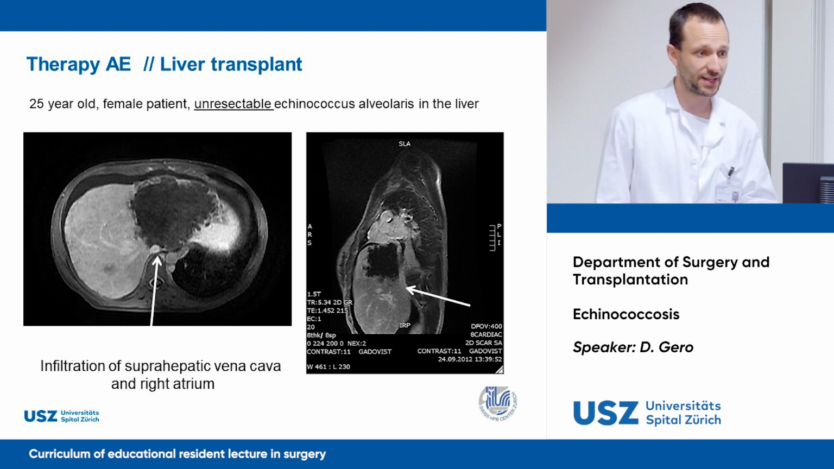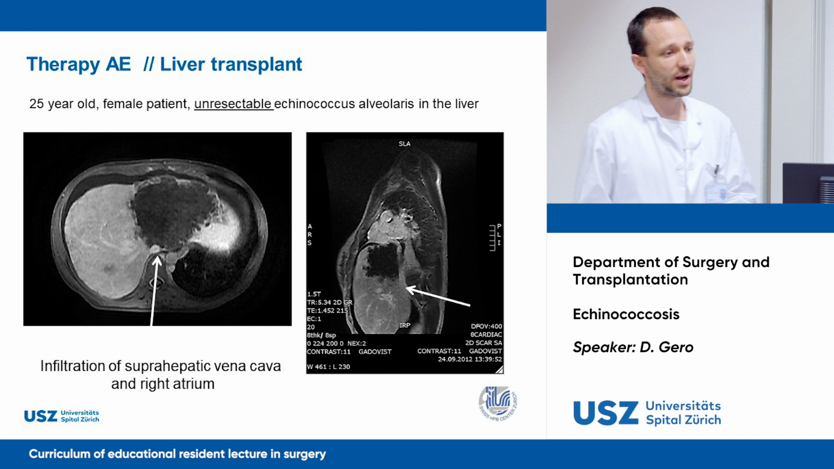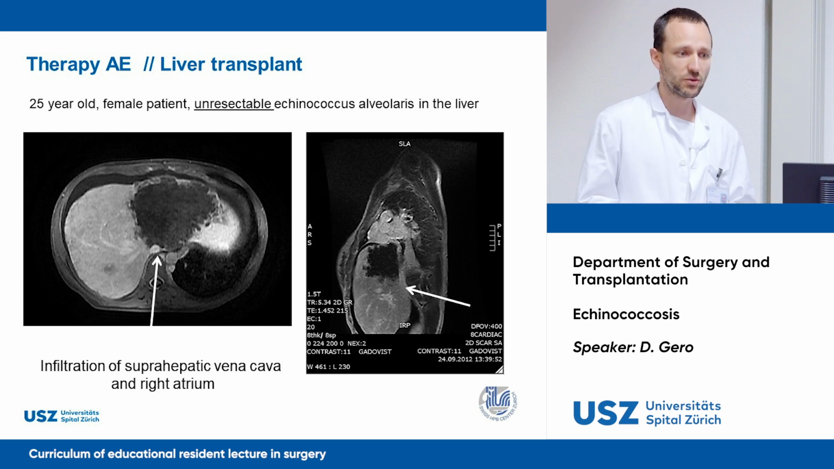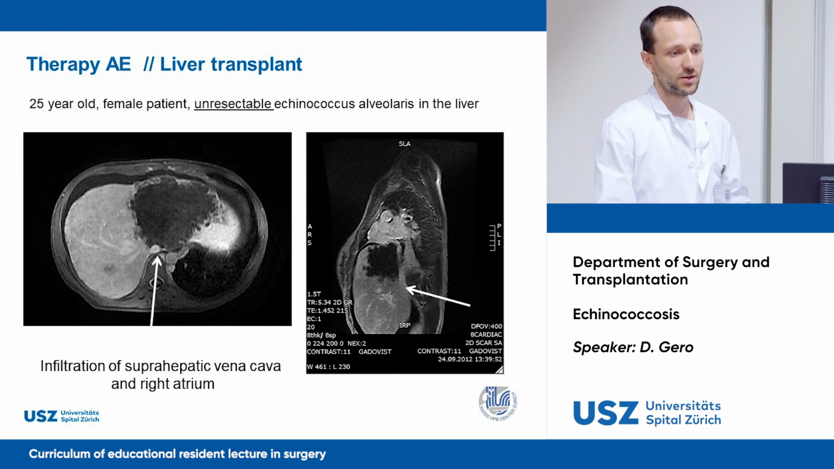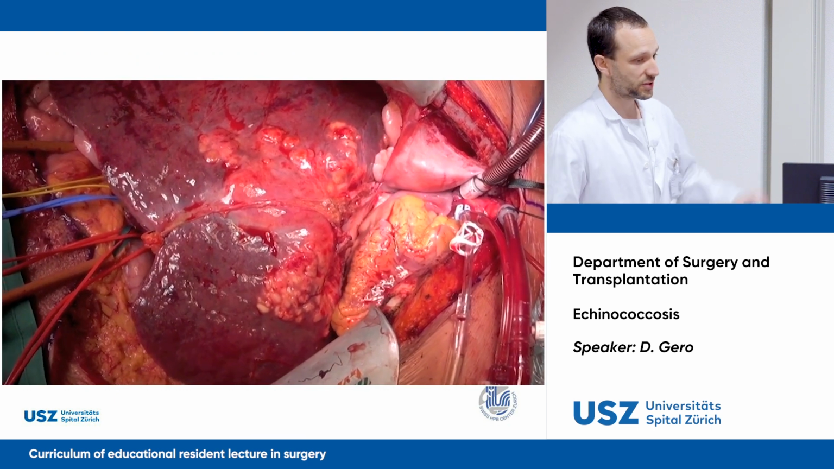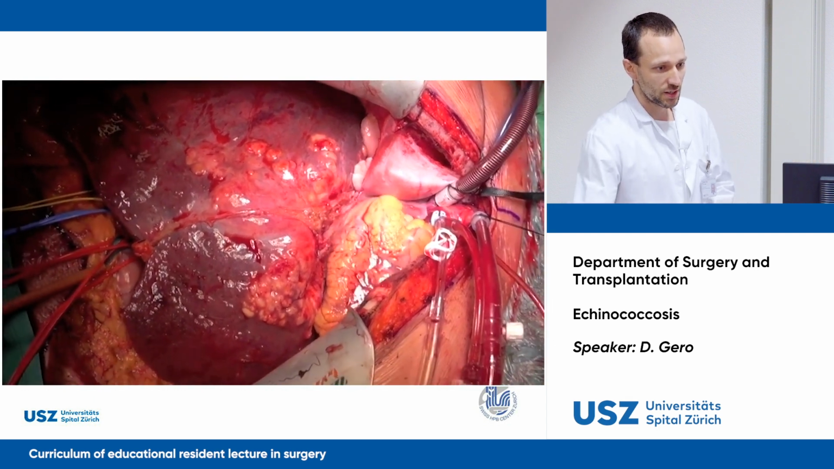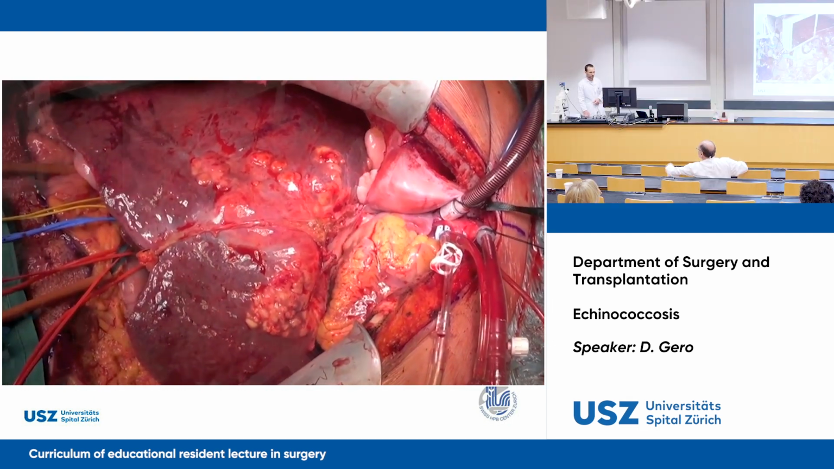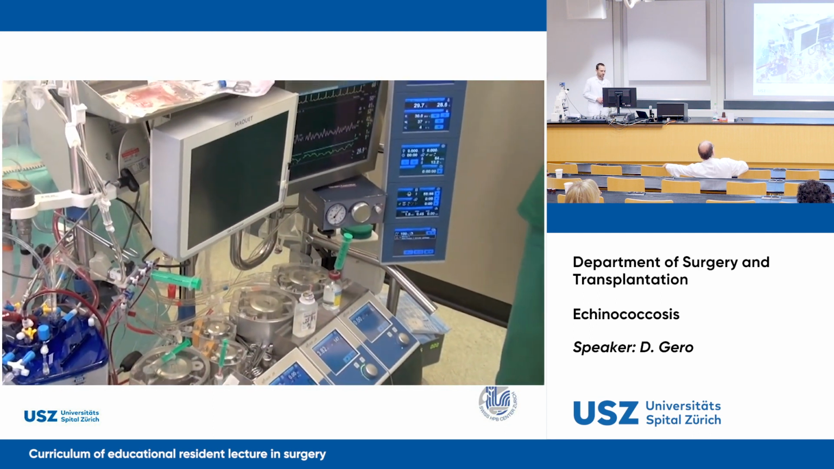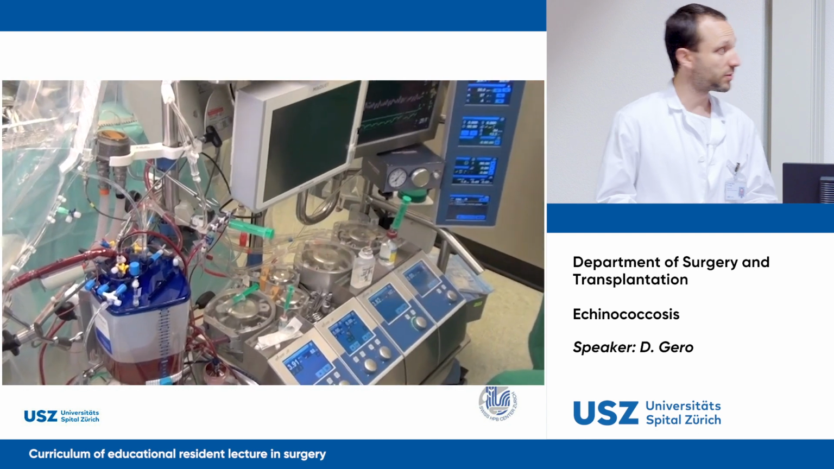I would like to present a case performed in our institution a couple of years ago, where a 25-year-old female patient presented with an unresectable Echinococcus alveolaris lesion of the liver, which invaded the suprahepatic vena cava and the right atrium. This short video shows the operation that has been performed. You can see the liver with the Echinococcus lesion invading the right atrium. The patient was put on extracorporeal circulation, and the hepatectomy was performed together with part of the heart.